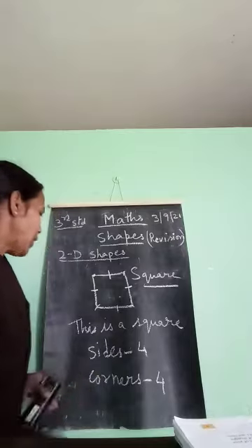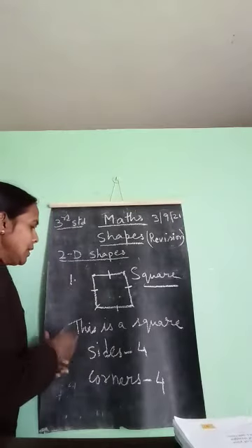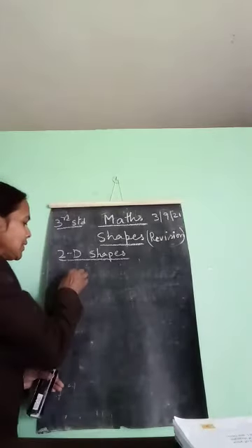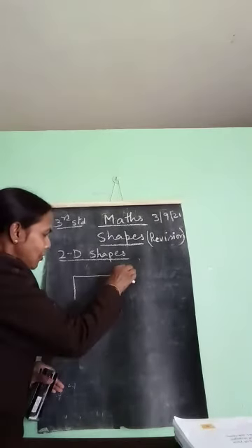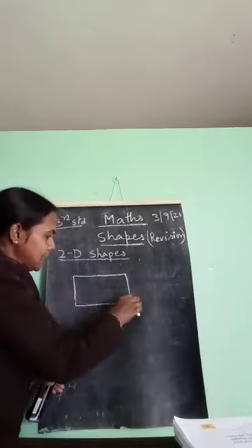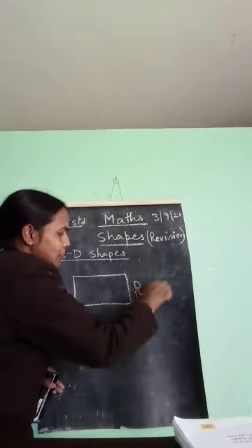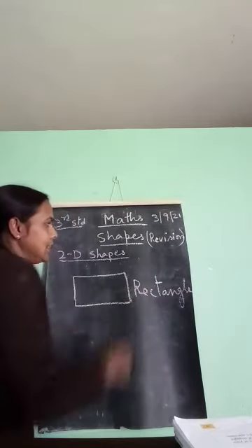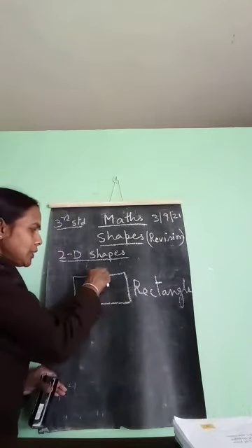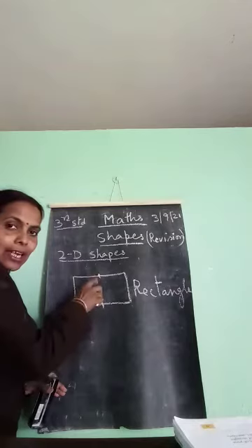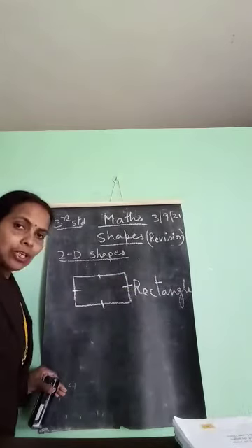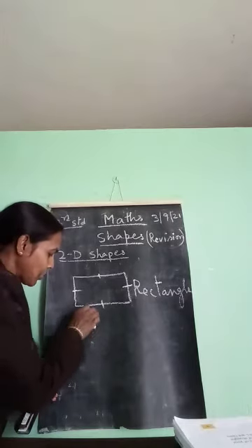Now this is number 1. Number 2. What is the name of this figure? It is rectangle. Now here opposite sides are equal. This side is equal to this side. This side is equal to this side. Okay, opposite sides are equal.